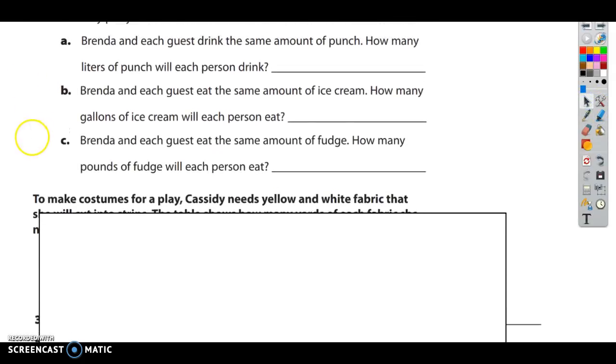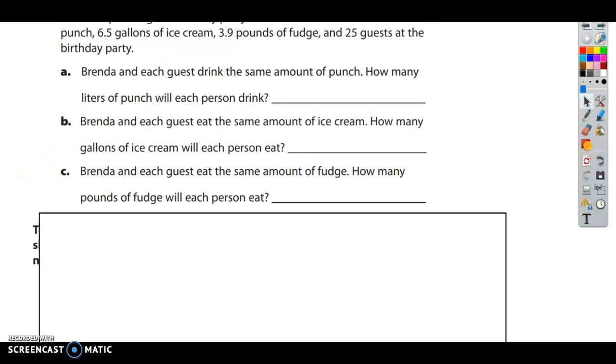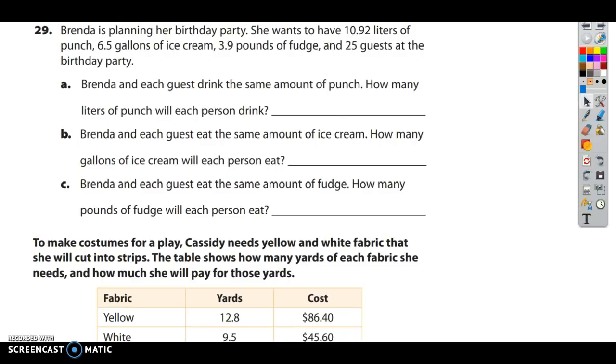It says, Brenda and each guest will eat the same amount of fudge. Let's go to the fudge there. I think I can show it all. I kind of don't have much space here. I'm going to do this one off to the side here. Brenda and each guest will eat the same amount of fudge. The fudge is 3.9 pounds. How many pounds of fudge will each person eat? So I'm going to go 3.9.